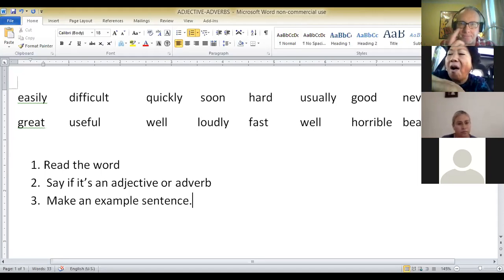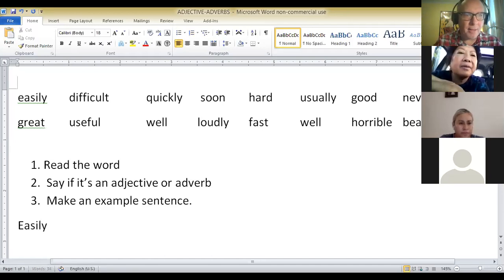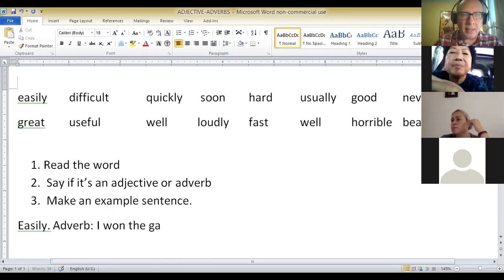So for example, easily. Is easily an adjective or adverb? Adverb. So I say easily, adverb, and then my sentence: I won the game easily. Right?